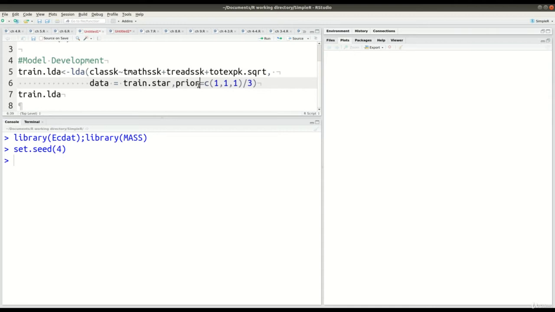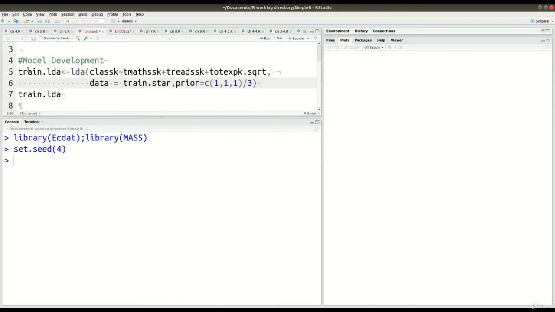Now remember, in the last video we tried to figure out what proportion each group is of the whole. Basically what this prior means is 1, 1, 1 out of 3. The first group is 1/3 of the whole, the second group is 1/3, and the third group is 1/3. So the probabilities are about even. Remember, it was about 33% for each group when we did the prop.table function in the prior video. I hope that makes sense.